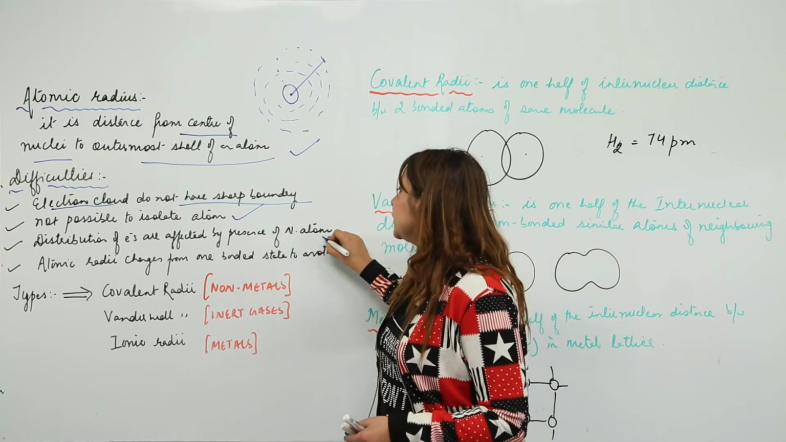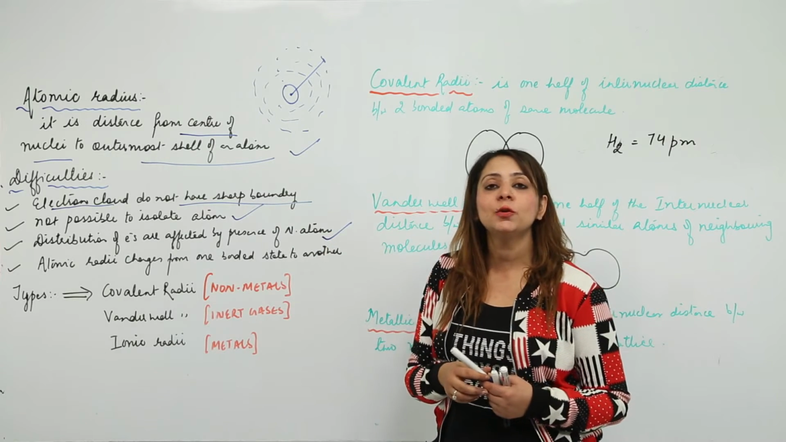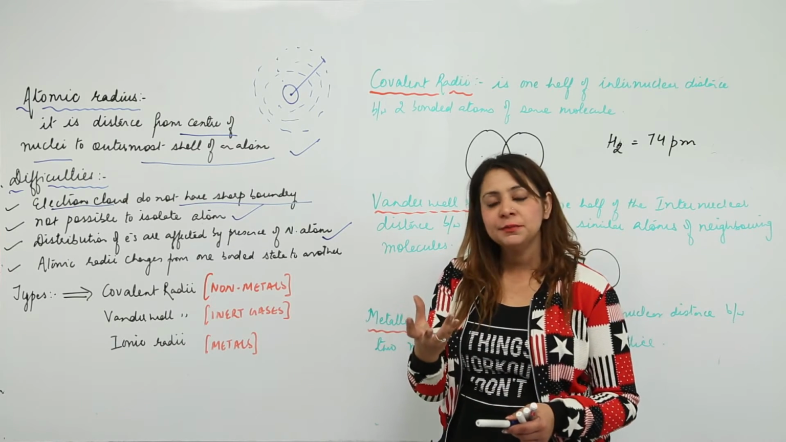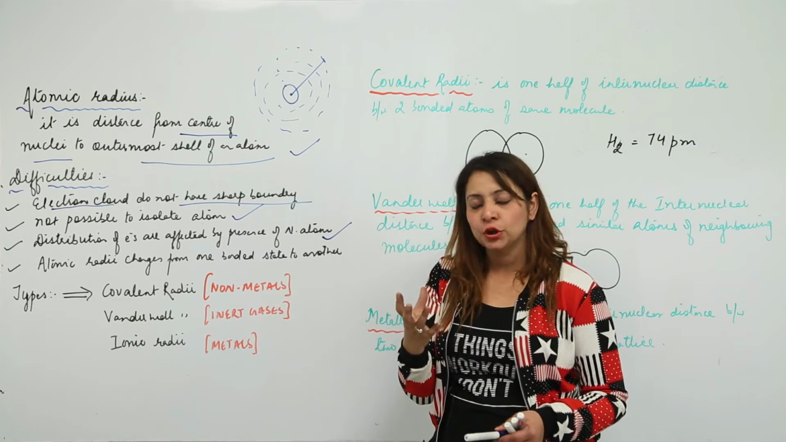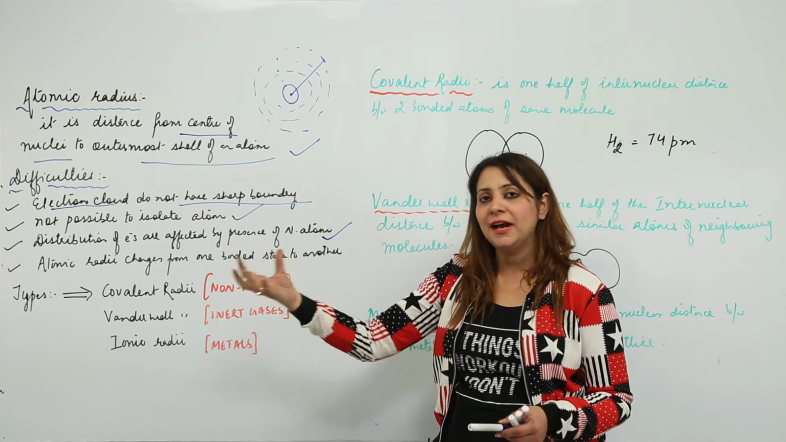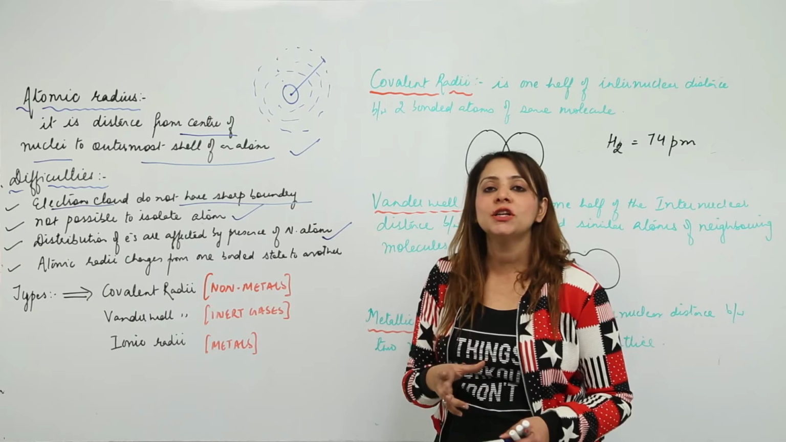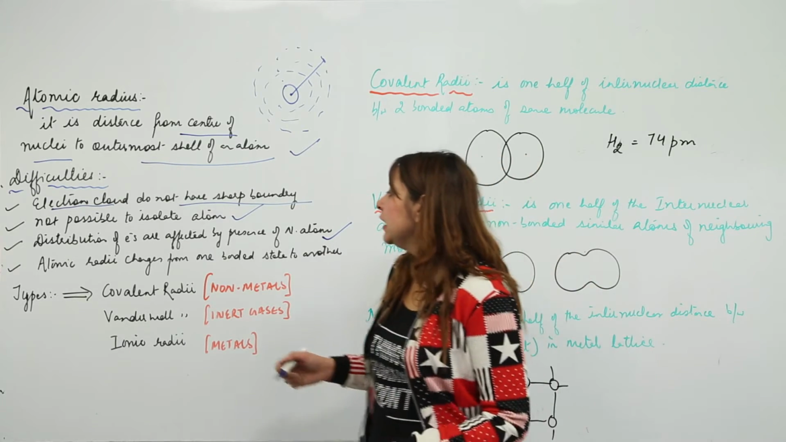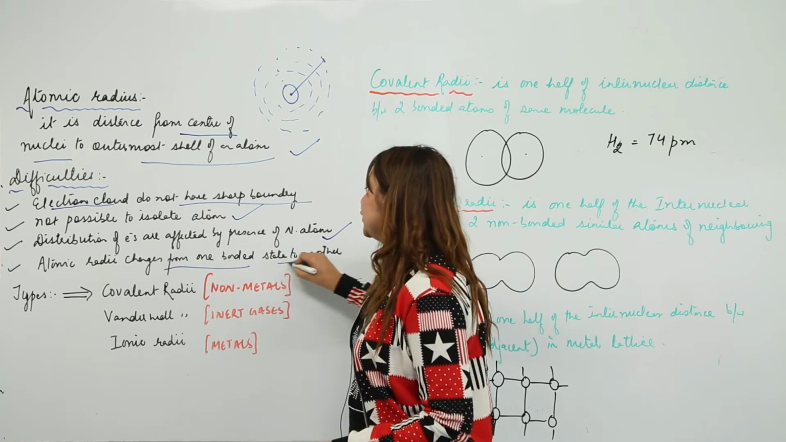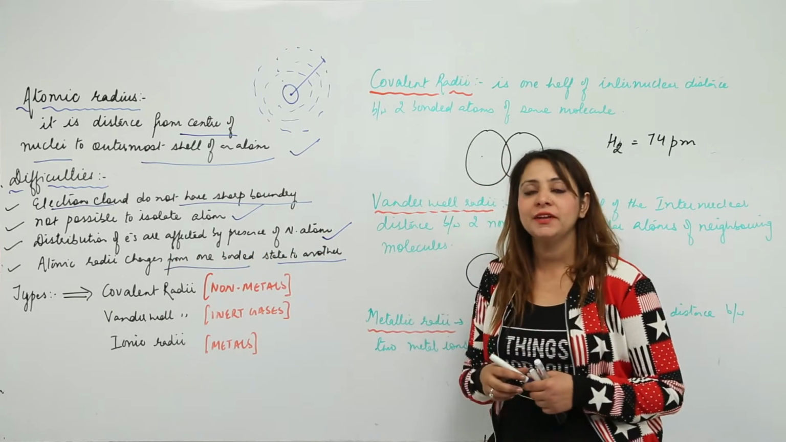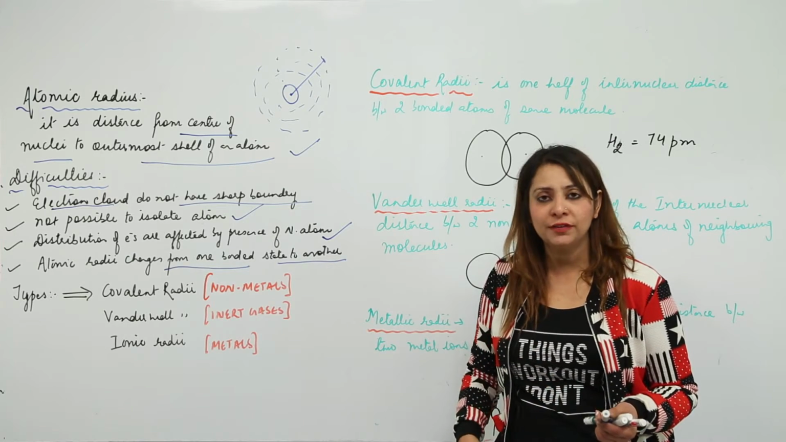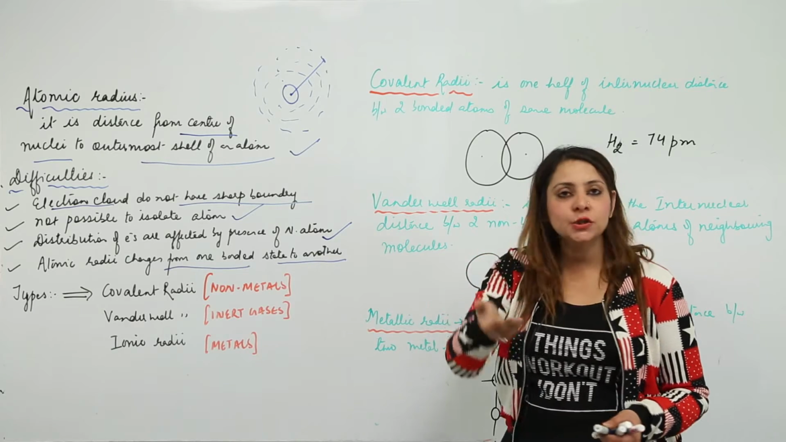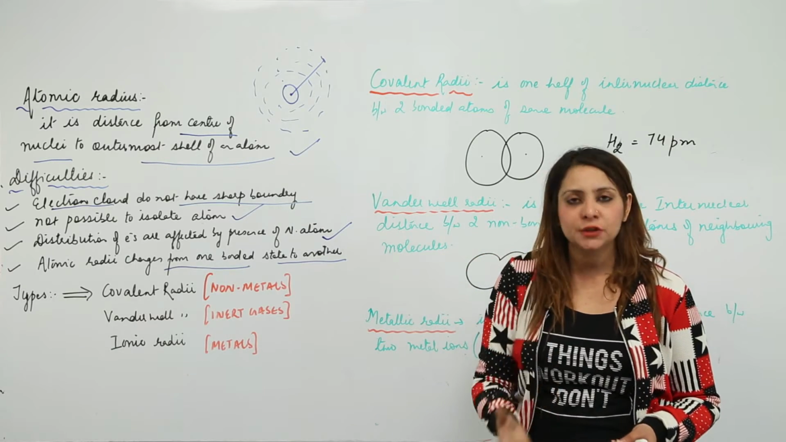And moreover, the distribution of electrons gets disturbed due to the presence of neighboring atoms. So like you have an atom, there is a certain distribution of electrons, but when you bring some other atom close to it, the distribution of electrons will get affected. So likewise the radii will get affected. And moreover, the atomic radii change from one bonded state to another. Whenever the bonded state of an atom changes, the atomic radius also changes. But still we try to find an approximate atomic radius.